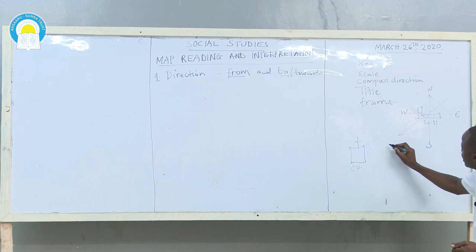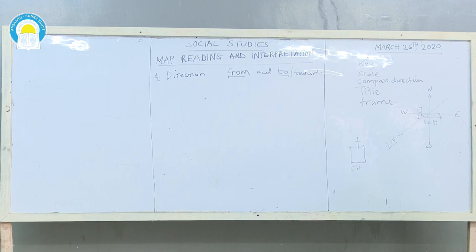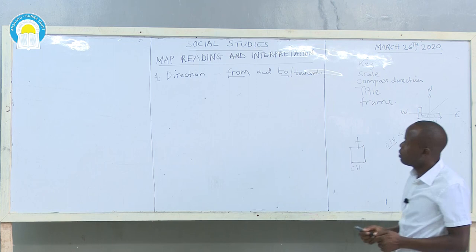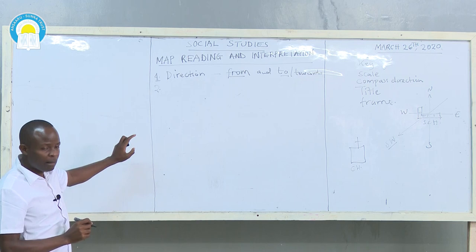When giving the direction of a place, the first point that we use must come from the four main cardinal points. We cannot say the direction of the church is west-south. No, we start from south. It is from the south, between south and west. So it is southwest. Now, apart from direction, another thing that is tested in a map work is economic activities.